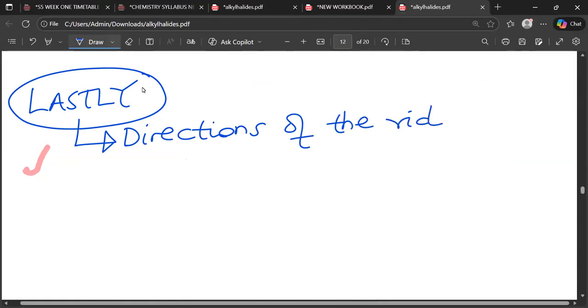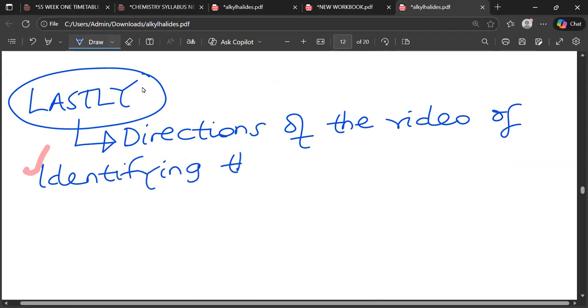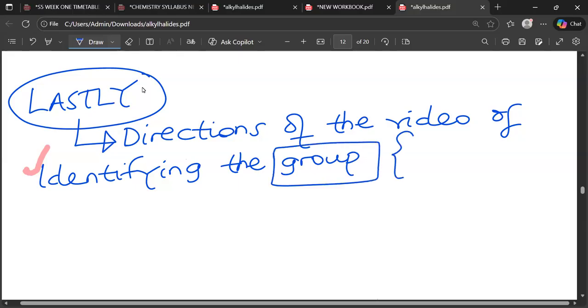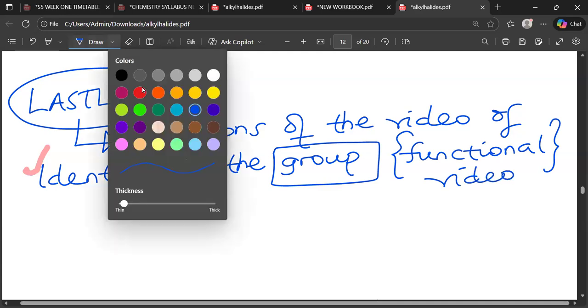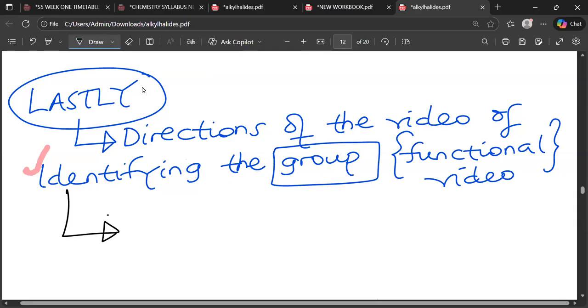The directions of the video of identifying the functional group. I told you that video is already recorded and uploaded, so it's just a matter of going there and revisiting it. I told you I will never repeat myself as far as identifying functional groups are concerned. So you just come to the drive.